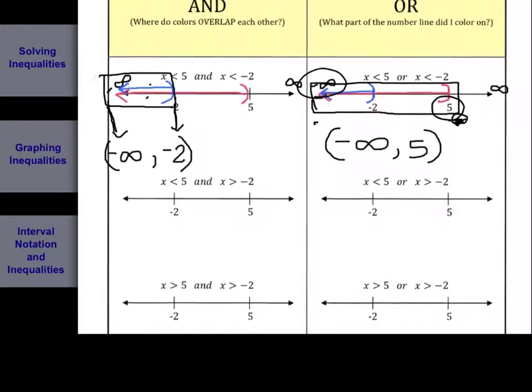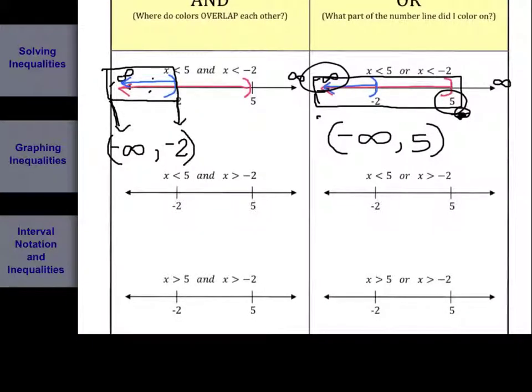So let's do another one. Let me graph it really quick. X is less than 5. We'll go to the left. I'm going to do the same one. This is the same problem. X is greater than -2 is going to go this way.